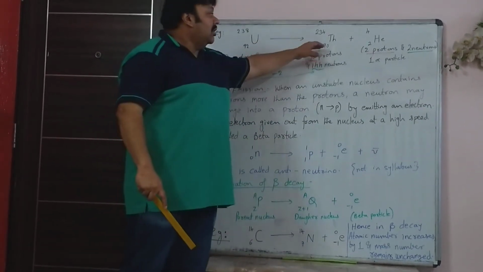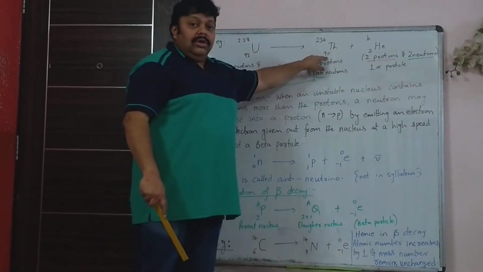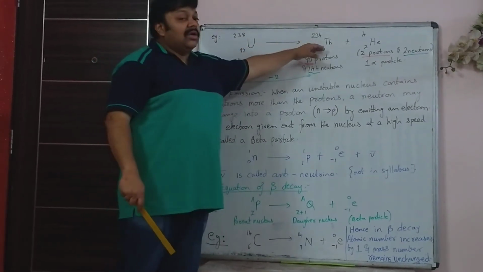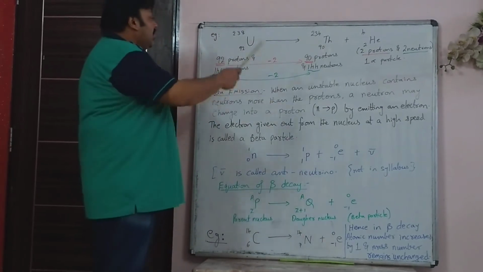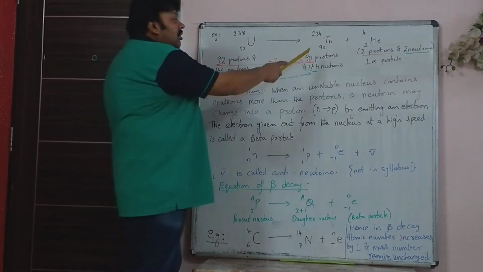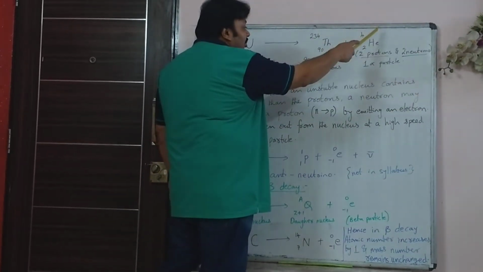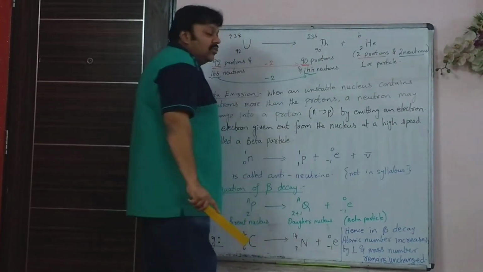Now when the atomic number has changed from 92 to 90, it becomes a new element. So it's no longer uranium, it has become thorium and it will have properties of thorium. So that original element is called the parent nucleus, and this will be known as the daughter nucleus. And besides this, what is emitted out is one alpha particle, which is basically 2 protons and 2 neutrons.